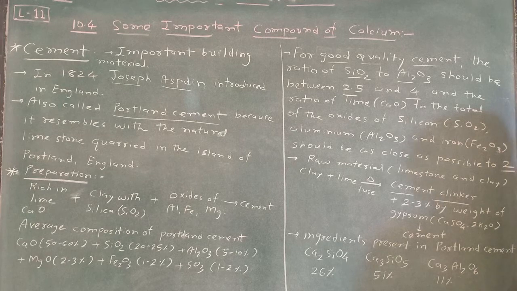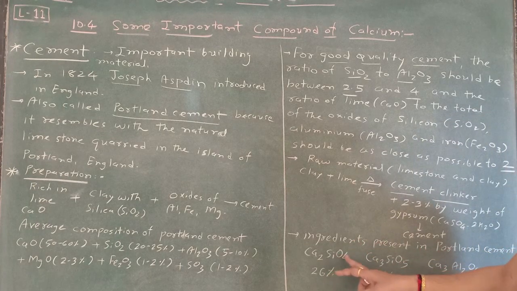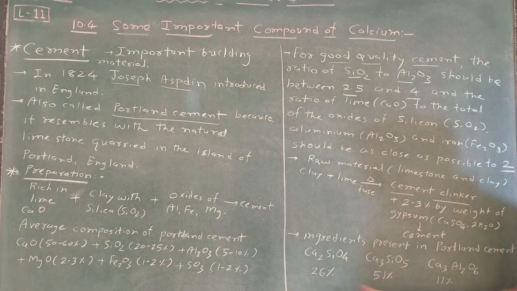It is not required here, but do you remember the ingredients present in Portland cement? Dicalcium silicate, tricalcium silicate, and tricalcium aluminate, and their percentages are 26%, 51%, and 11%. So it is very important. This preparation is also very important.